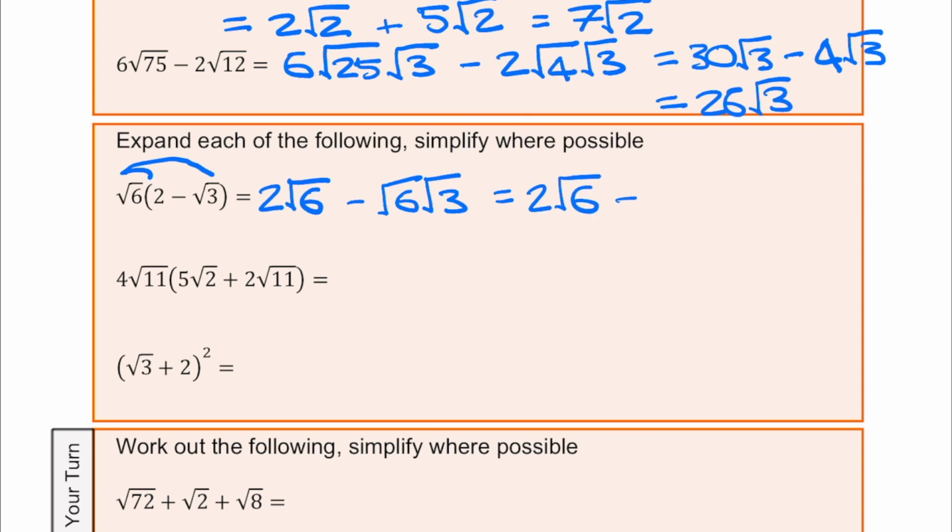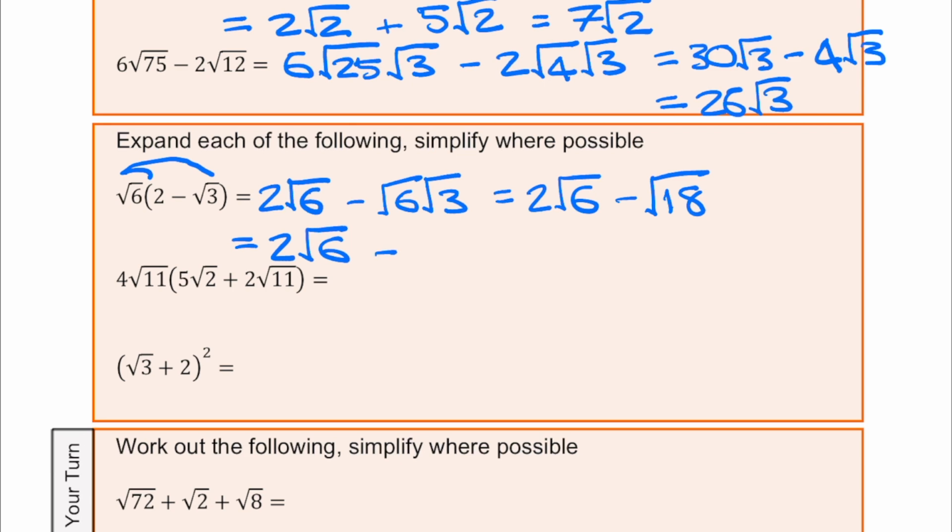The root 6 times by root 3, put them under 1 square root. It's going to give you root 18. And then, of course, as it says in the question, simplify where possible. So we need to check the 6, we need to check the 18. Are there square numbers bigger than 1 that go into them? With the 6, unfortunately not. We can leave that as a 2 root 6 then.